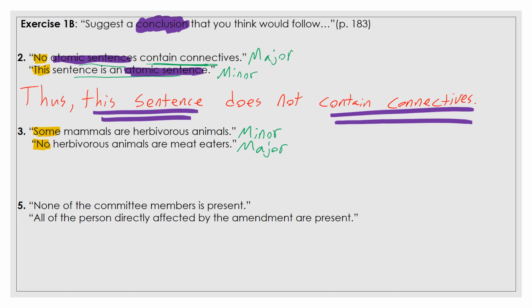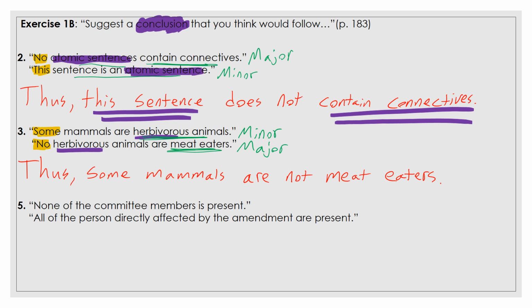Moreover, notice that herbivorous appears in both premises, so that is the middle term. It will not appear in the conclusion. We have no herbivorous animals are meat eaters, but some mammals are herbivorous animals. So it must be the case that some are not meat eaters. So that major premise is making us think about the subject of mammals and allowing us to infer something about mammals, to attribute something to mammals, namely that some are not meat eaters. So we have, thus, some mammals are not meat eaters.